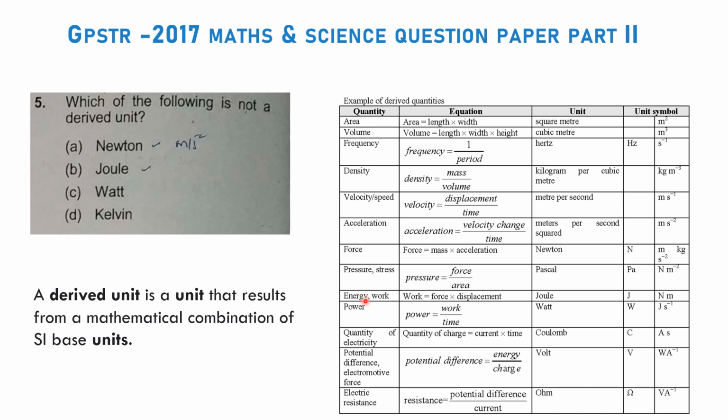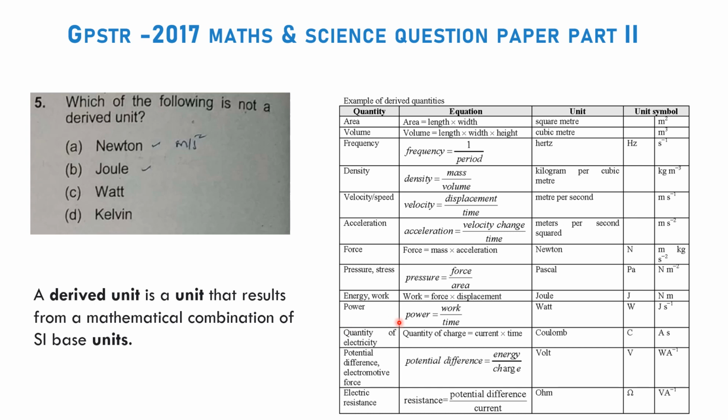Let us see the next example. Energy or work. Formula for work is force into displacement. Already you know for force Newton is the SI unit. For displacement meter is the base unit. When you combine Newton meter, then you will get a joule. This joule we will use as the SI unit for either work or energy.